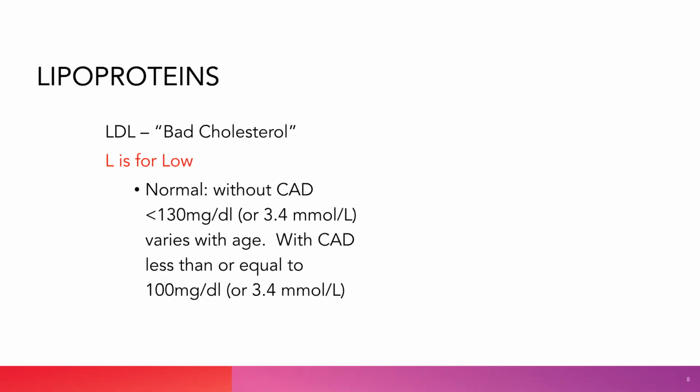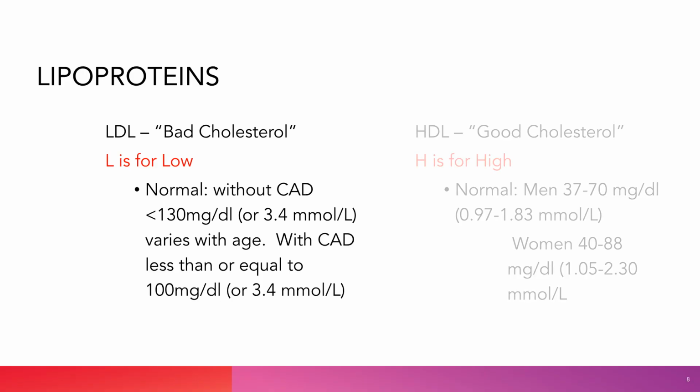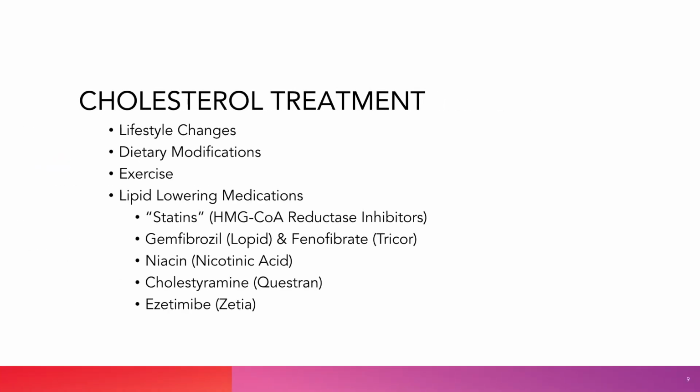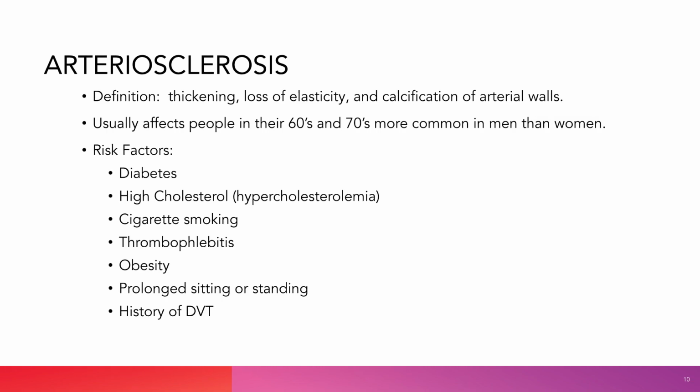Lipoproteins include LDL, known as bad cholesterol, and HDL, or "good" cholesterol. You want your LDL to be low, with a normal level under 130 milligrams per deciliter without CAD, or 100 with CAD. You want your HDL to be high, with normal ranges varying by sex. Cholesterol treatment includes lifestyle changes, dietary modifications, and exercise. Medications like statins, gemfibrozil, niacin, cholestyramine, and ezetimibe can also help lower lipid levels.